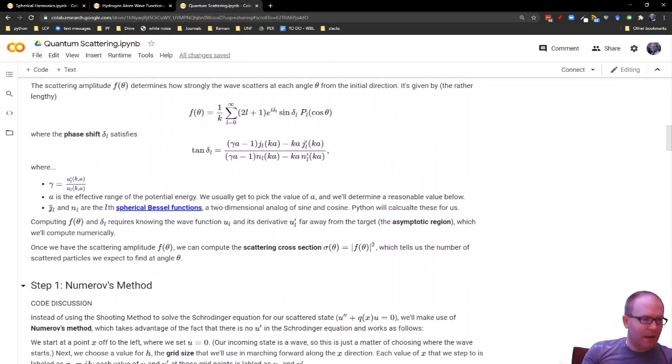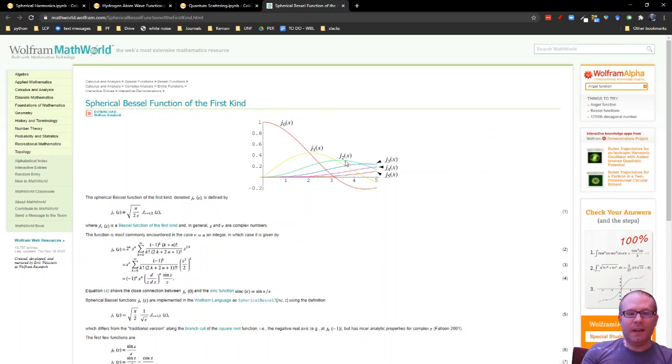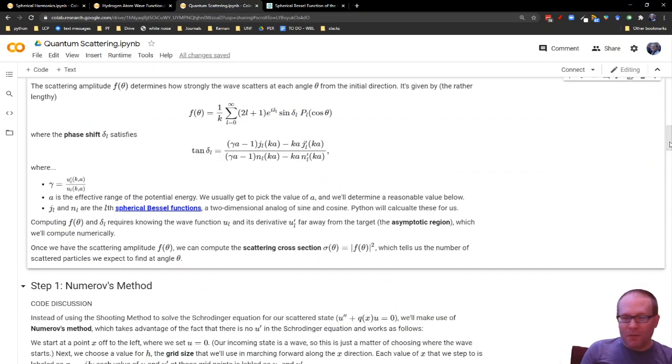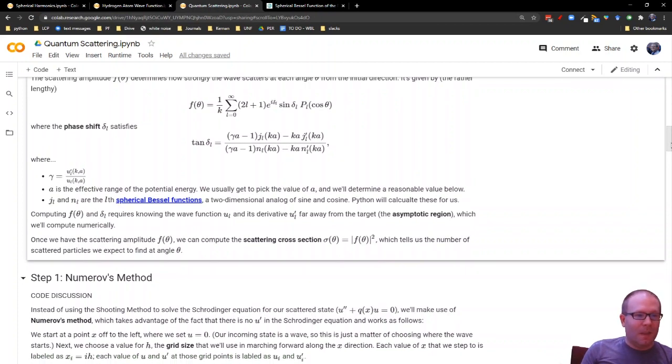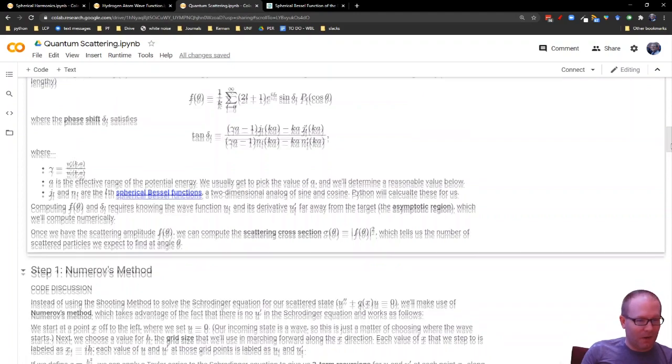The most important thing to look at here are these JL and NLs. These are what we call the spherical Bessel functions. These are a three-dimensional analog of the sines and cosines. I happen to be wearing those on my shirt today. And so these things oscillate up and down with this decaying amplitude. They're given by this summation over derivatives of sine of the argument divided by the argument. So these are things that you can compute, but again, like we did before, it's a lot easier to work with these things if you just import the Bessel functions from the NumPy library.